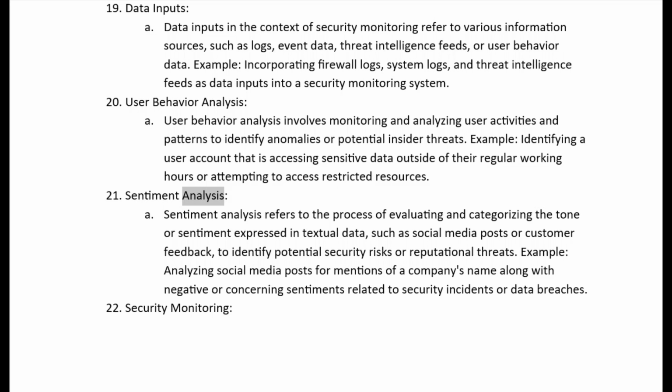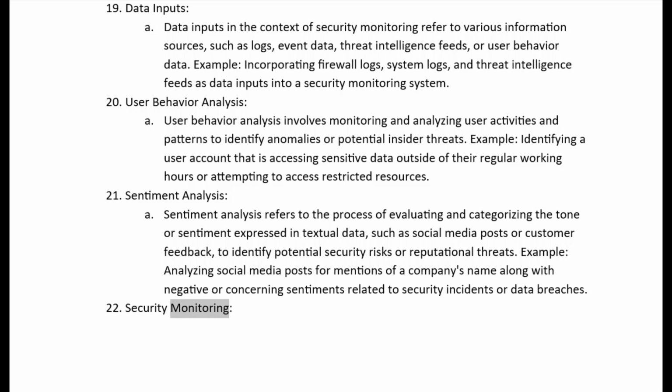Sentiment analysis. Sentiment analysis refers to the process of evaluating and categorizing the tone or sentiment expressed in textual data, such as social media posts or customer feedback, to identify potential security risks or reputational threats. Example: analyzing social media posts for mentions of a company's name along with negative or concerning sentiments related to security incidents or data breaches.